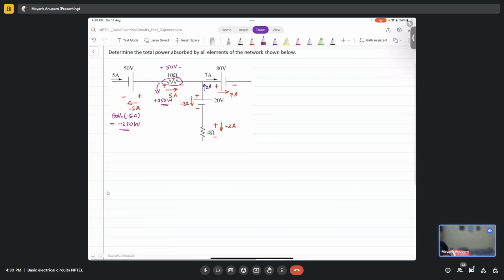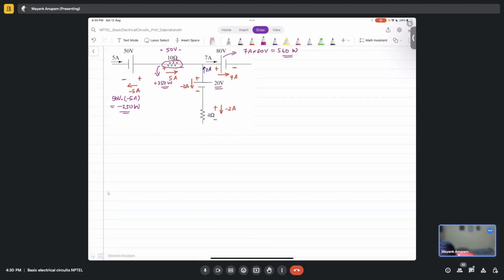Fine. Now let's take this guy out of the picture. What is the power here? 7 ampere into 80 volts, which is 560 watt. Correct. What about this?